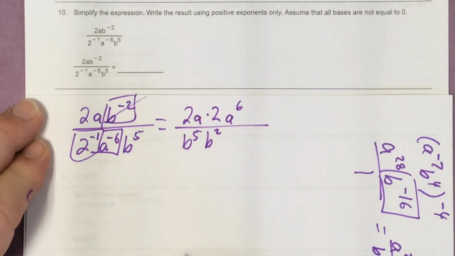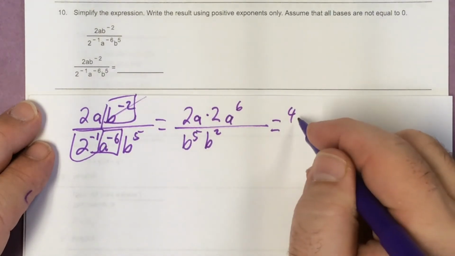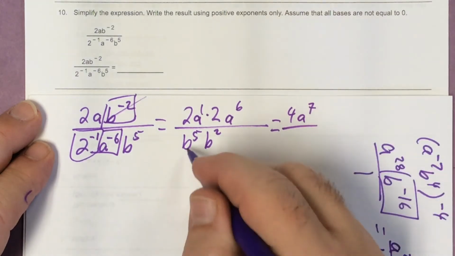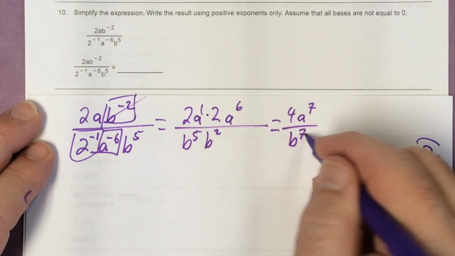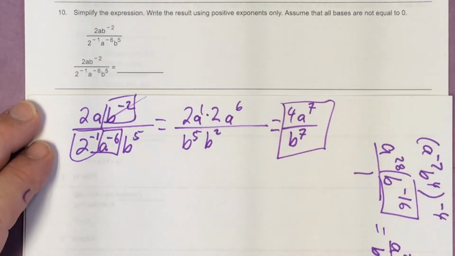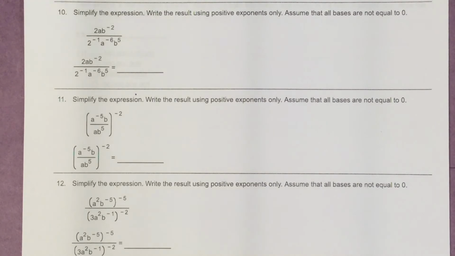Now everything has a positive exponent, but I do need to clean this up a little bit. 2 times 2 is 4. a, because that's the 1, times a to the 6th is a to the 7th. And b to the 5th times b to the 2nd is b to the 7th. And that's going to be the final answer we have for question 10. Let's take a look now at question 11.